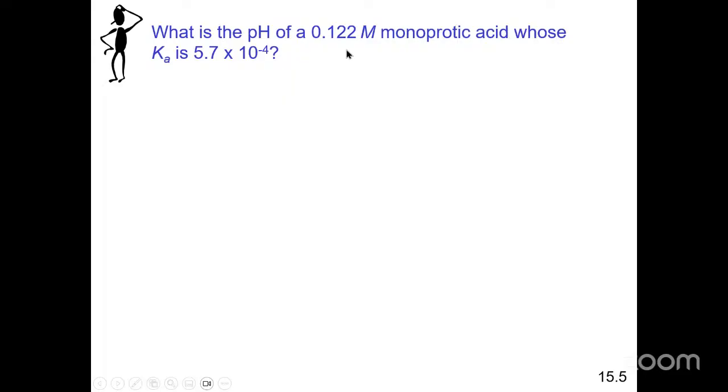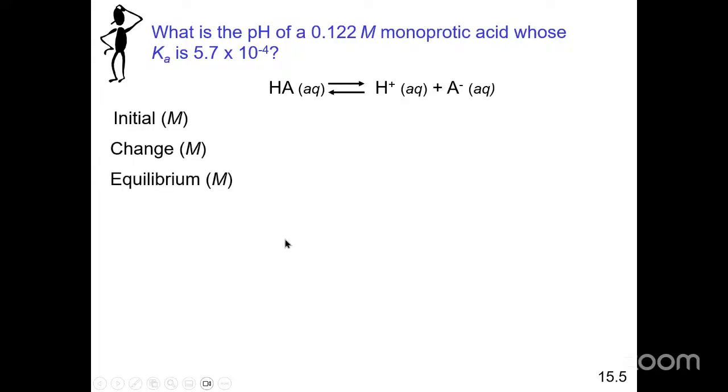Okay, so here is an example which I think involves one where the percent ionization is greater than 5%. So they gave you the concentration of some monoprotic acid and they gave you the Ka value. You write the equilibrium expression for that acid and you set up your ICE table: initial, change, and equilibrium. The initial concentration of HA would be 0.122 M. The initial concentration of H+ and A- would be 0. Again, we don't know the amount of HA reacting, so we're going to call that X. So the change in concentration for HA would be minus X, and the change in the concentration of H+ and A- would be plus X each.